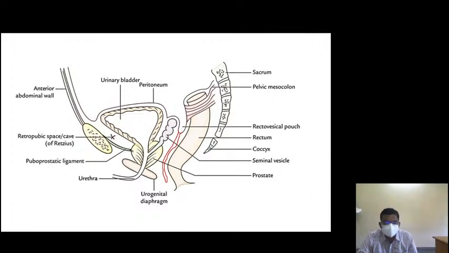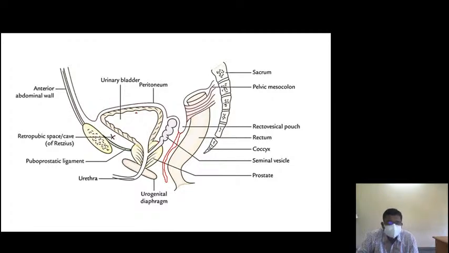Coming to the dimensions of the prostate, it is 4 into 3 into 2 centimeters. The 4 centimeters is the width of the gland, that is, the transverse diameter is around 4 centimeters, while the vertical length is 3 centimeters, which means the transverse diameter is more when compared to the vertical diameter. And you can see the thickness, that is the anteroposterior diameter, is around 2 centimeters. So please remember 4, 3, 2.